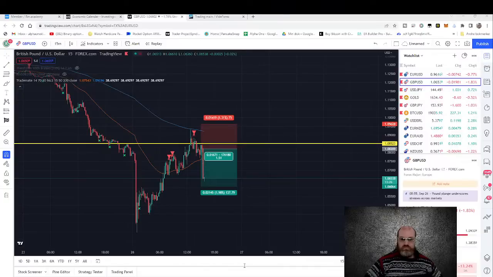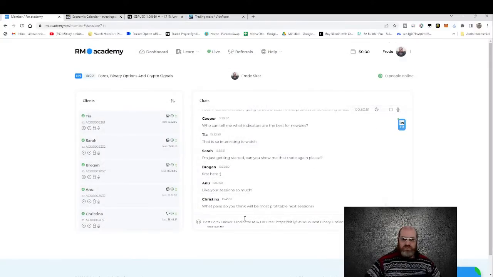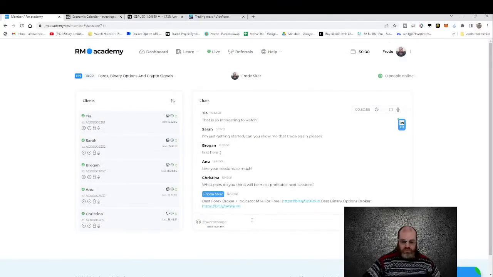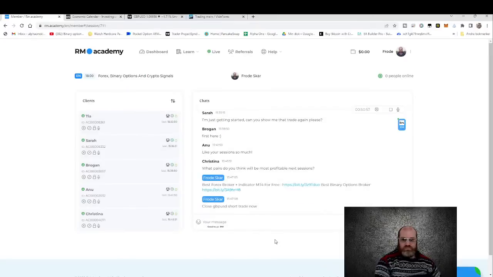So I think we close this trade. I see that we have a break, and let's see if they're going to move up, and I think it's better we close it. So let's go there, and we close this trade.